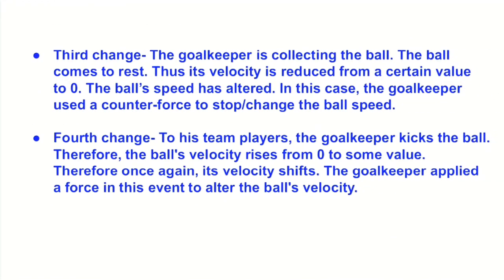The third time is when the goalkeeper collects the ball and the ball comes to rest. Its velocity reduces from a certain value to zero. Here, the ball's speed has changed and the goalkeeper is the agent, who used a counter force to change the ball's speed. The fourth time is when the goalkeeper kicks the ball to pass it on to his teammate, so the velocity of the ball changes from 0 to a certain value. And here the goalkeeper is the agent.